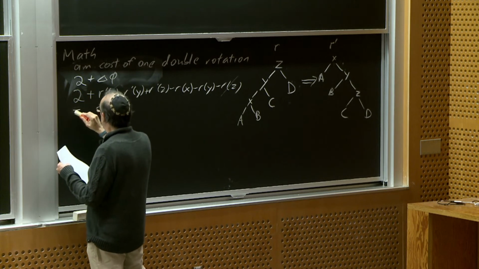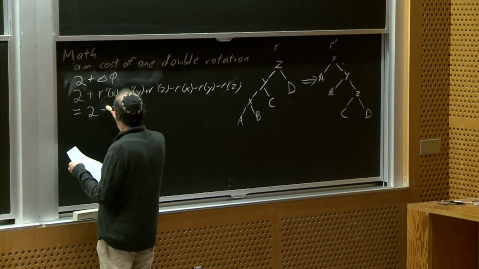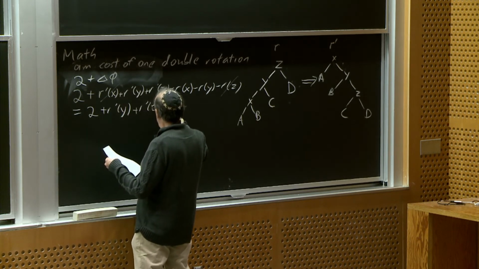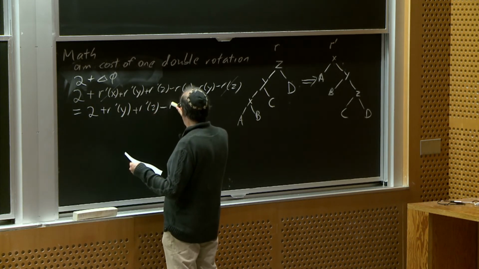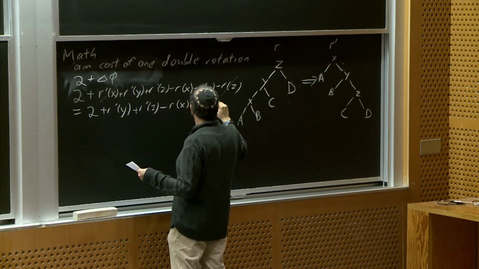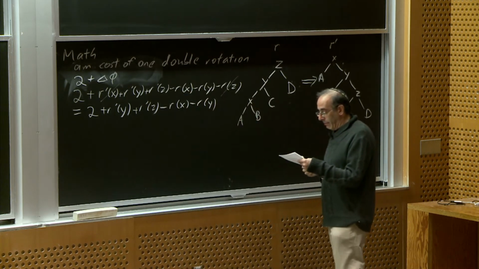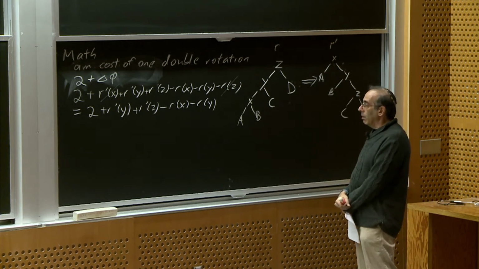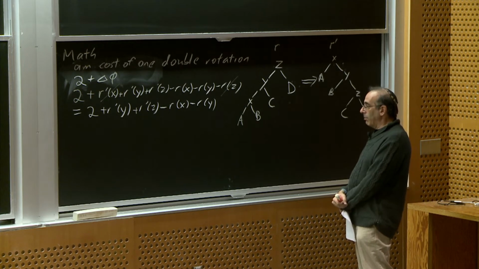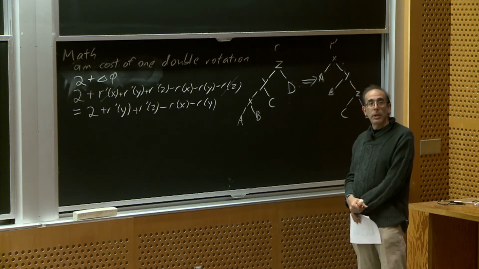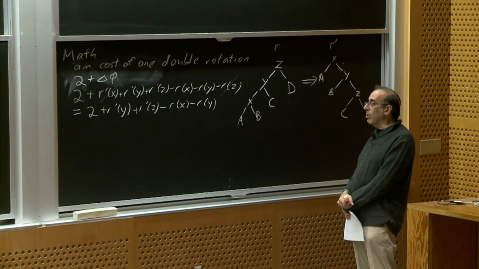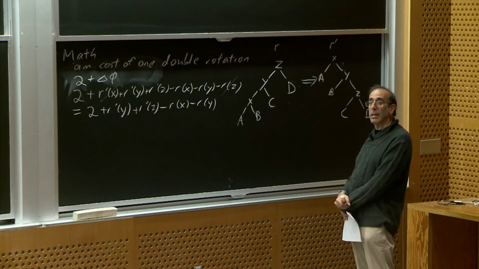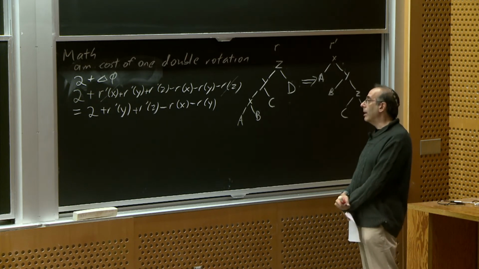So this is equal to 2 plus r prime of y plus r prime of z minus r of x minus r of y. All right, that's nice, but now I want to simplify further, basically by not thinking about y. So I'd like to get some upper and lower bounds on r prime of y and r of y so that I only need to think about x and z. Okay, so how can I do that?